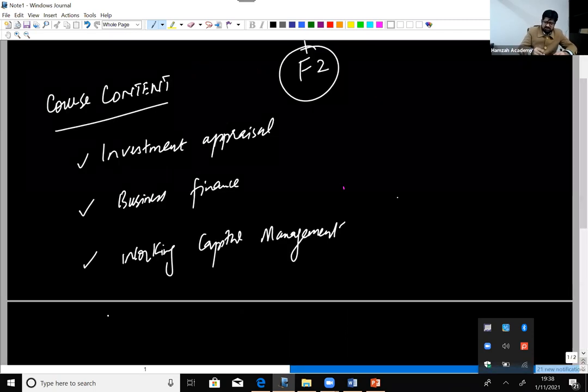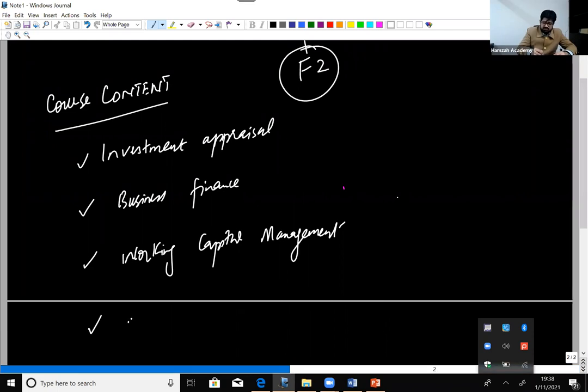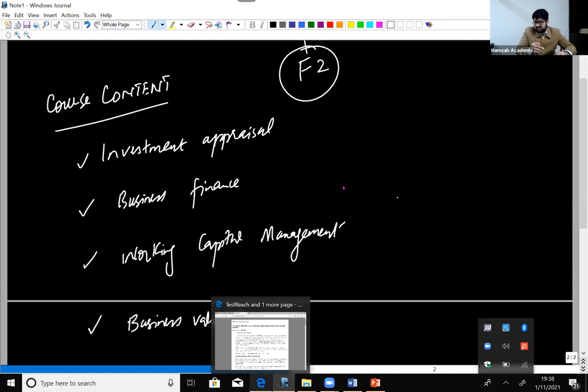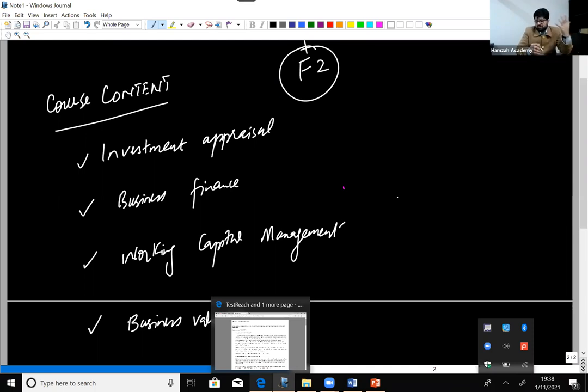The fourth section of the syllabus is business valuation: how to value a running business. If you are going to acquire a running business, what are the ways to calculate its value? Similarly, if we want to sell our business, we need to learn how to calculate its value. So there are business valuation techniques.